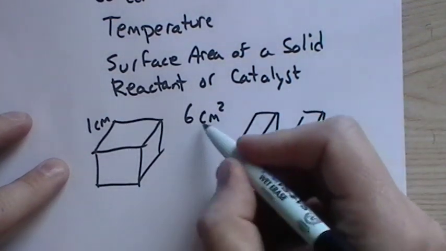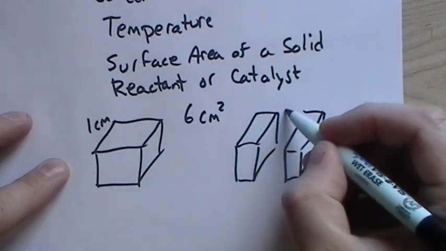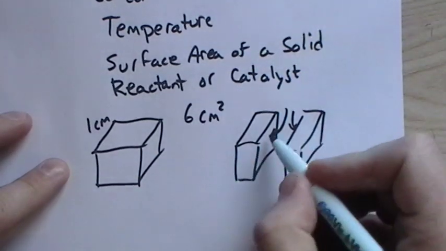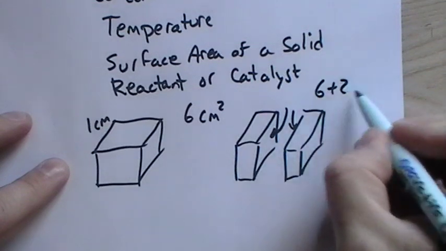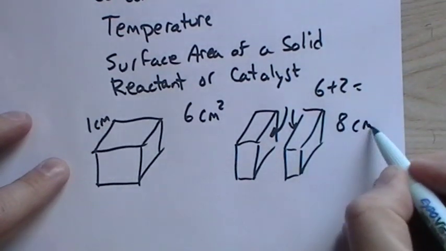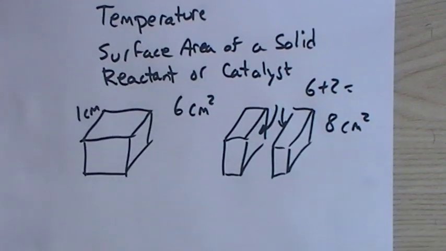You still have your 6 centimeters from before, but now you have these 2 faces that are open. And each of those faces is going to be 1 centimeter squared. So you're going to have 6 plus 2, so 8 centimeters squared. So by cutting this cube in half, we've increased the surface area by 2 centimeters squared.